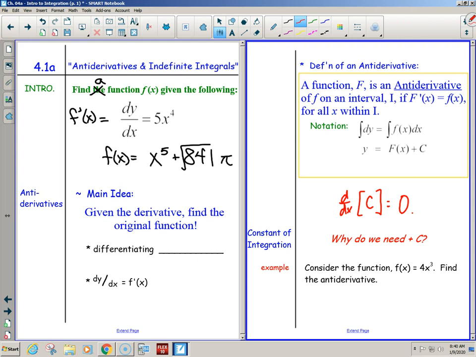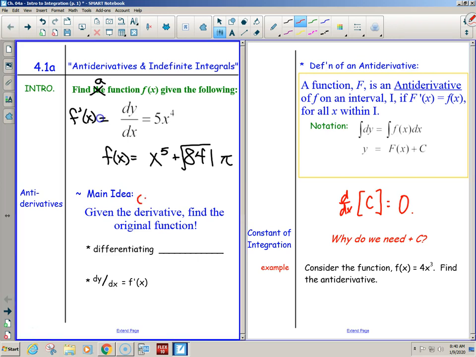But before we get to the forever card, main idea: given the derivative. However, wait. I said yesterday those word problems are super important. Can we say given a rate? Can we put that in too? Given a derivative, or in a word problem, given a rate, given a how fast, a function to describe the rate, it doesn't always have a prime in it. It doesn't always have a dy dx. In a word problem, they could just say the word rate, and we have to realize it is the derivative of something. Find the original, aka differentiating backwards.